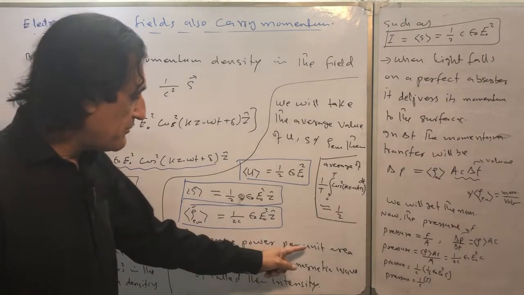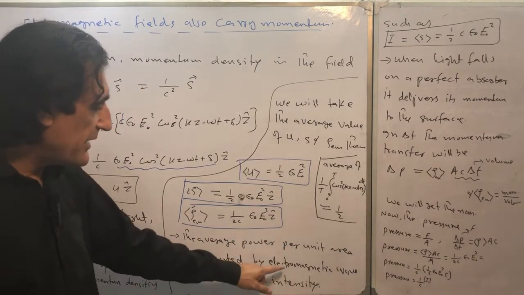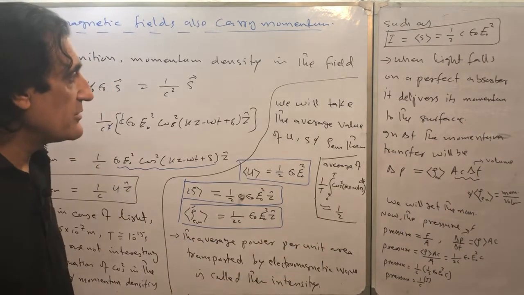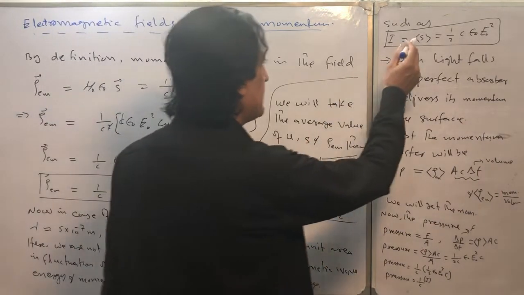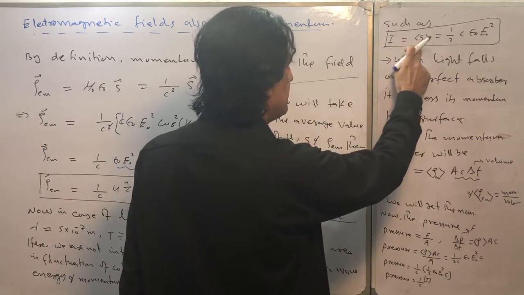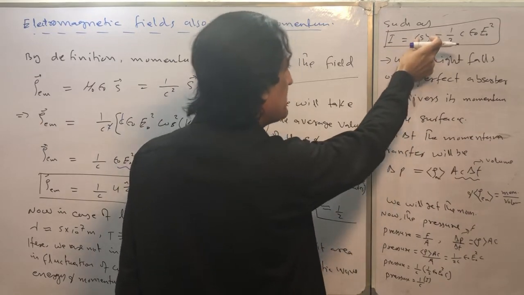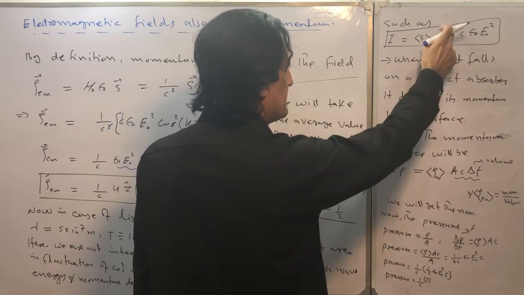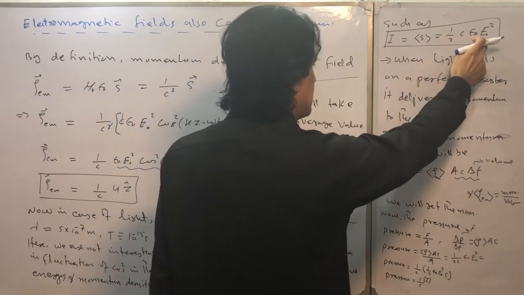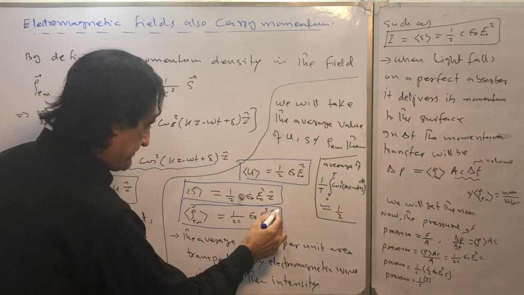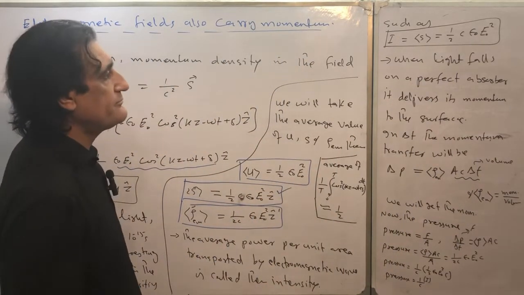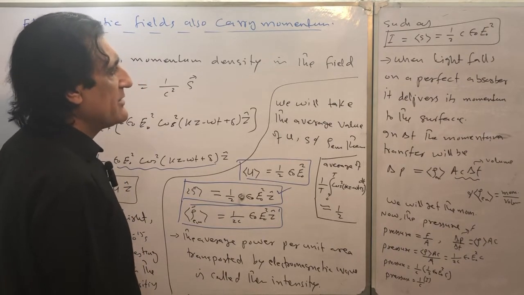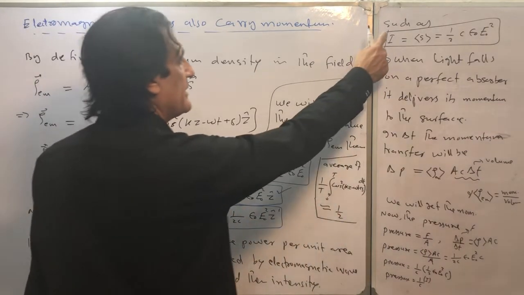The average power per unit area transported by an electromagnetic wave is called the intensity. We know the intensity must be equal to the average of the transported energy, which is equal to 1 over 2 c epsilon naught E square, this one. This is the average Poynting vector, and we know this is the intensity.